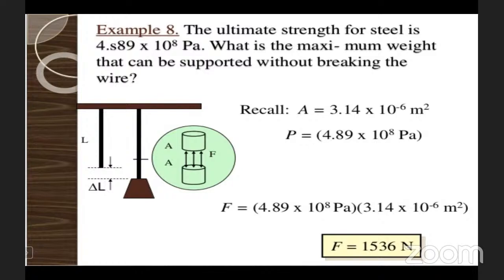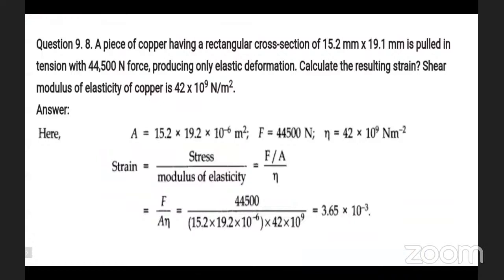Now force F equals stress into area. Okay, so F equals the ultimate strength P value, so P into A. You write 4.89 into 10 to the power of 8 and 3.14 into 10 to the power of minus 6 meter square, and F equals 1536 newtons. The next one, another question.